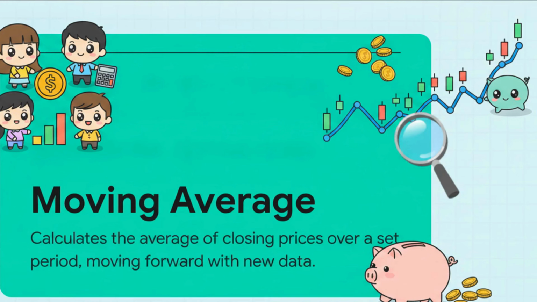A moving average on a stock chart does the exact same thing. It just uses the closing prices of candlesticks over a set period of time. And as new candles form, the oldest ones just get dropped from the calculation. So the average literally moves forward right along with the current data.